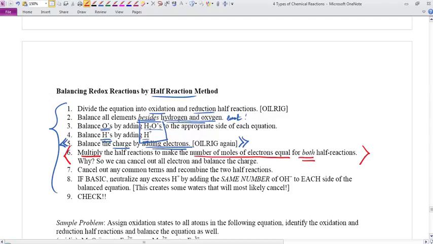I may have just said that wrong, but you know what I mean. Multiply 2 times 3 so that you can get to 6. Then cancel out any common terms, which would be your electrons, because that was the whole point. And then recombine the two half reactions. Repair the damage, in other words.